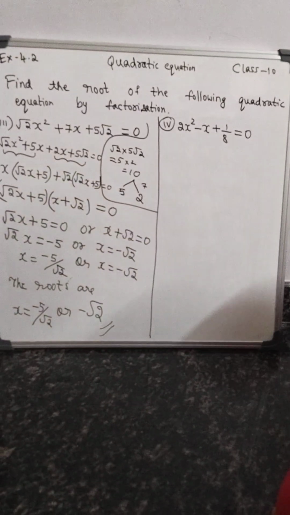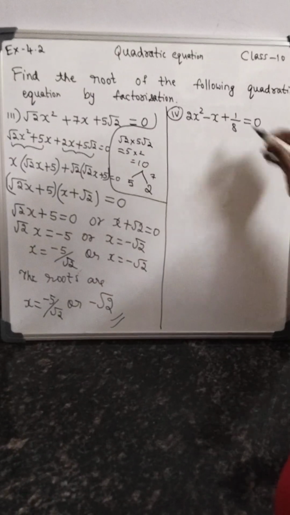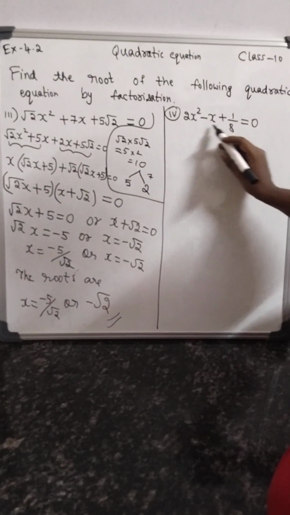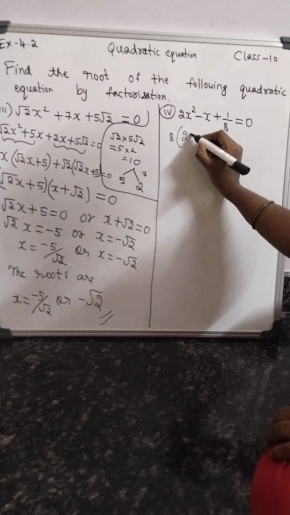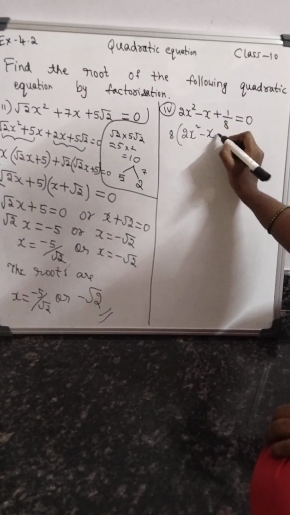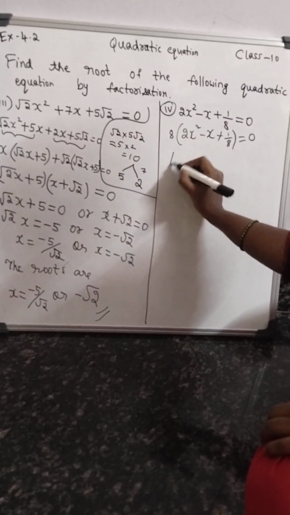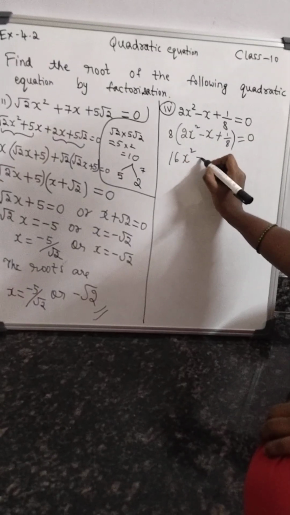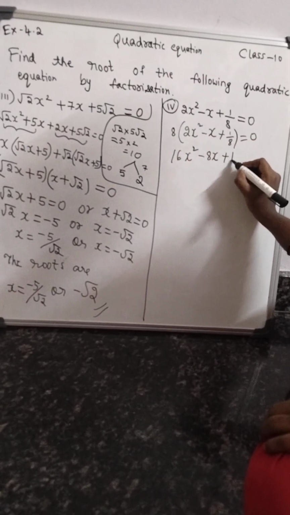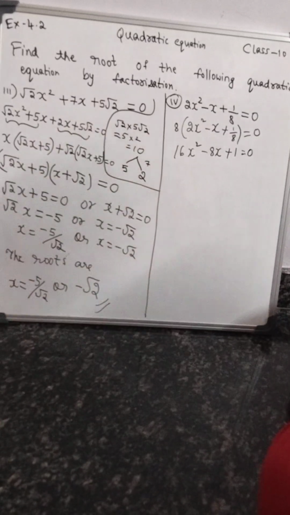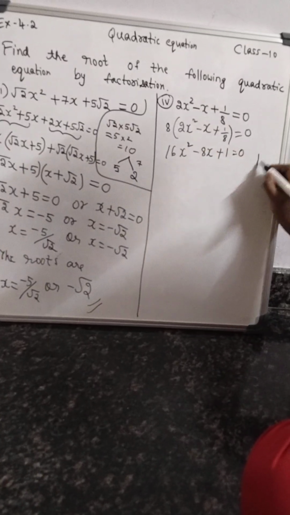The fourth question is 2x square minus x plus 1 by 8 is equal to 0. Now I will multiply the equation throughout by 8. So it will be 8 into 2x square minus x plus 1 by 8, which is equal to 0. 8 2s are 16. x square minus 8x. Here 8 and 8 will get cancelled and we will be left with 1, which is equal to 0. Now we have to multiply 16 into 1, that is 16.